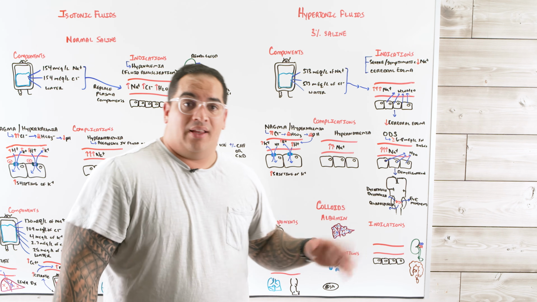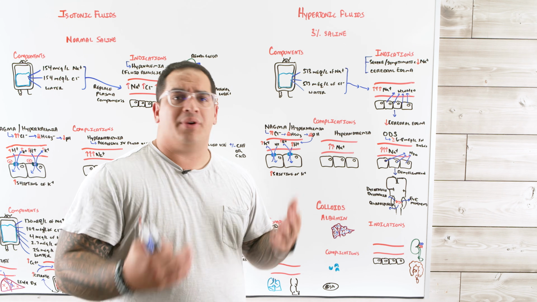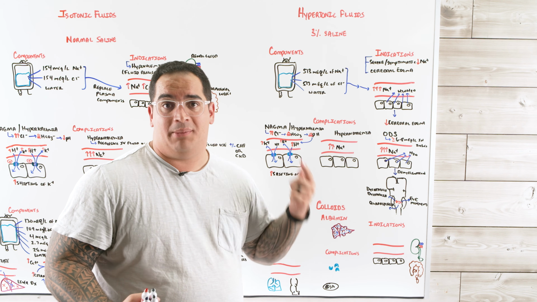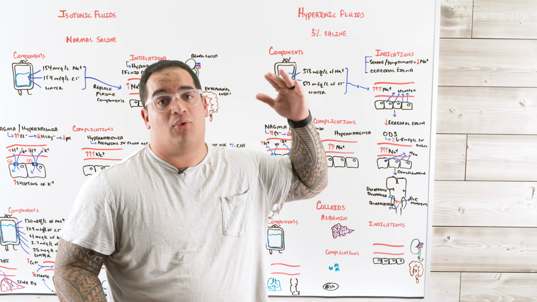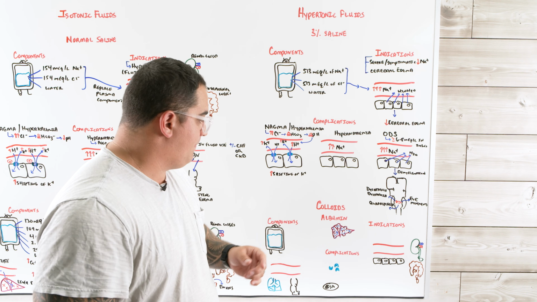So 3% saline we give to these patients when we need to shrink the brain or increase the sodium because they're symptomatic. Complications are you can cause NAGMA, hyperkalemia, hypernatremia, and if you push the sodium up too quickly within a 24-hour period, you do risk demyelinating the pons and causing ODS.